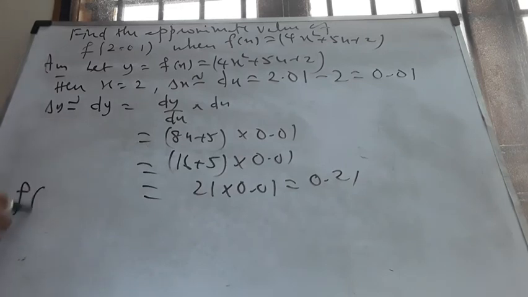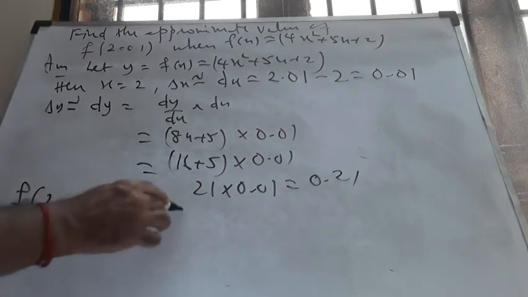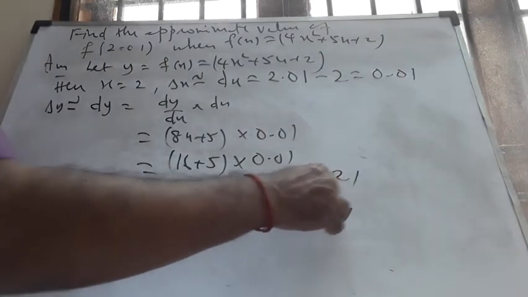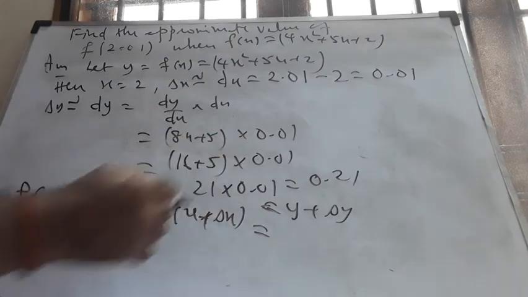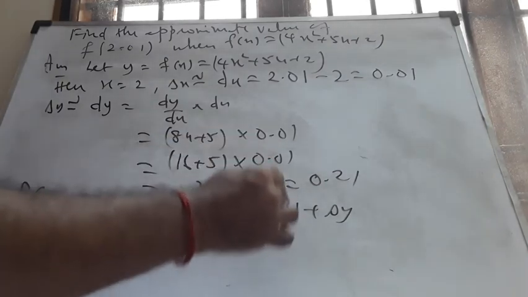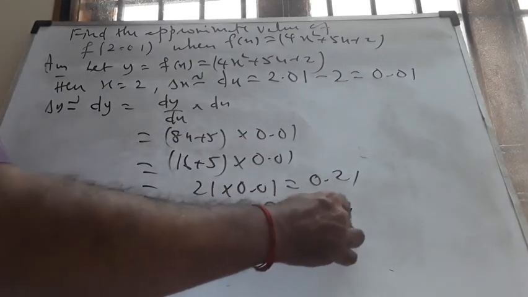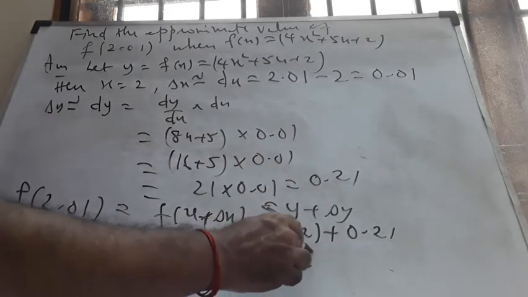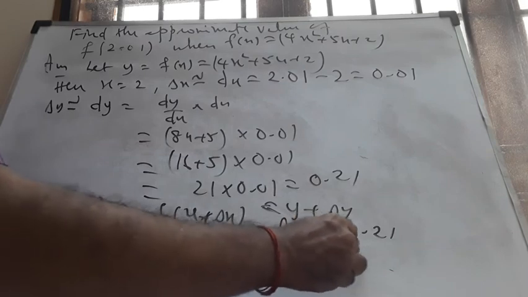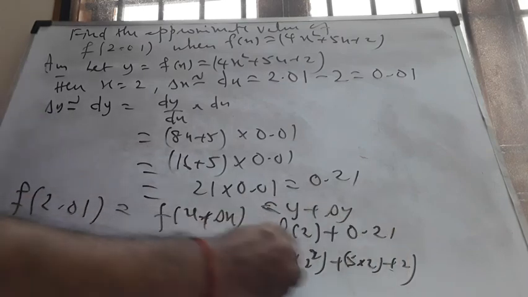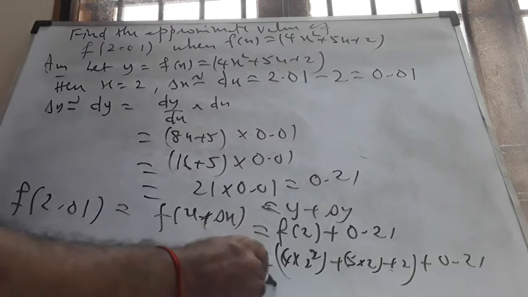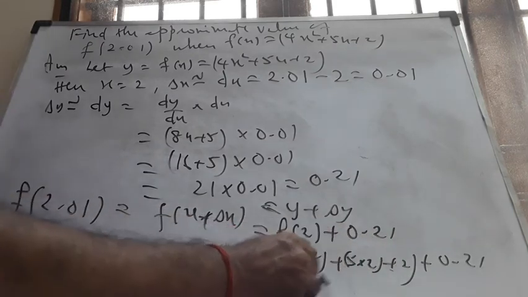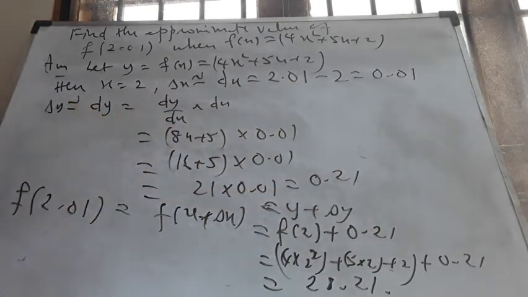Now, f of 2.01 is f of x plus delta x, which is y plus delta y. That's what I already told you in the previous two problems. In fact, what is my y? This is f of 2 plus 0.21. What is f of 2? 4 into 2 square plus 5 into 2 plus 2, plus 0.21. This is 16, 18 plus 20. This is 28.21. It is my final answer.